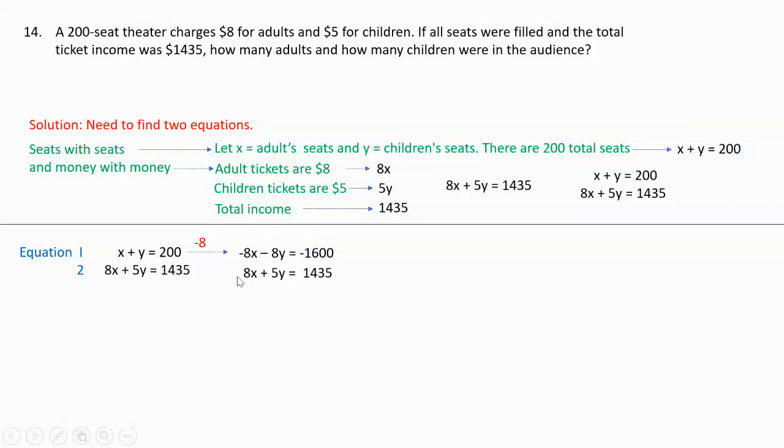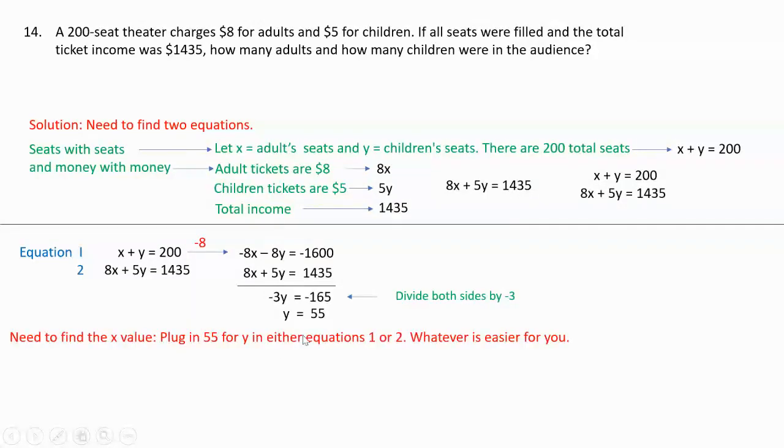Equation number 2, we'll just slide it over. The x's will be eliminated because negative 8x plus 8x will give us 0x. Negative 8y plus 5y will give us negative 3y. So negative 3y equals negative 165. We divide both sides by negative 3, so we get y equals 55.